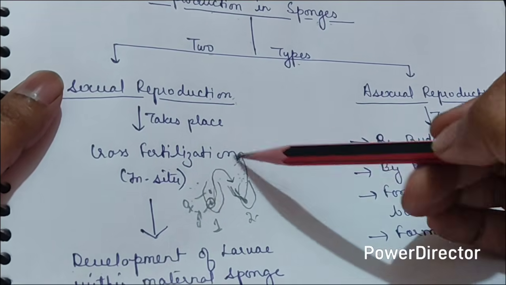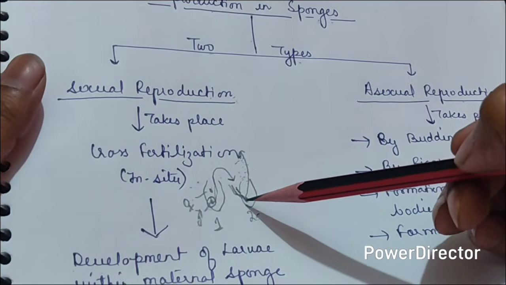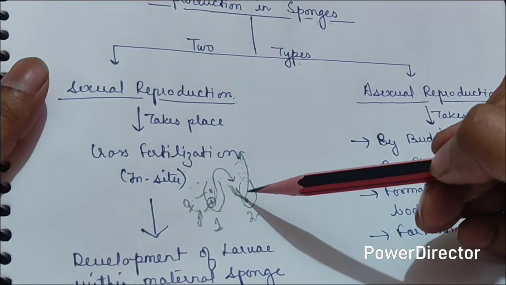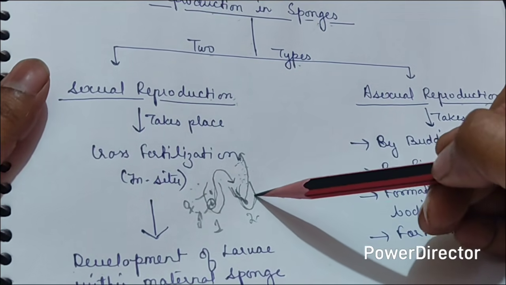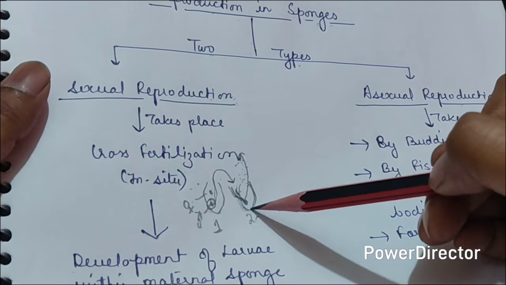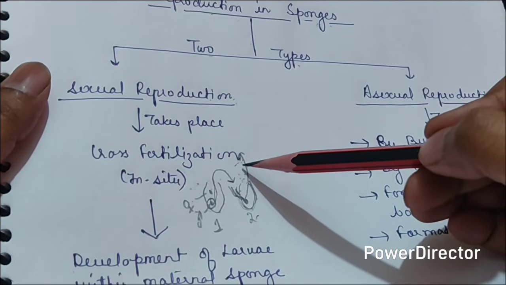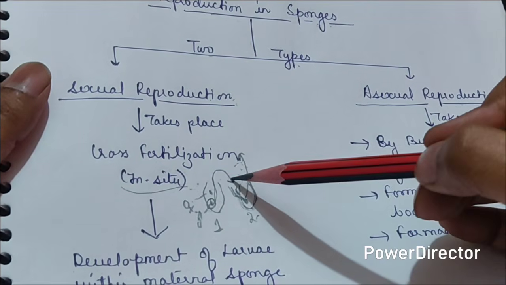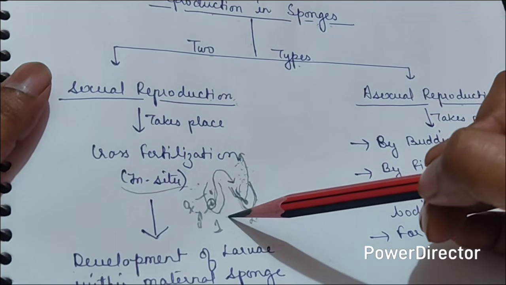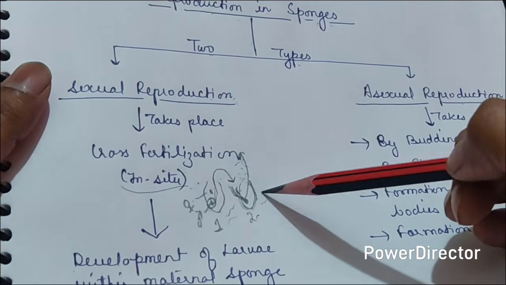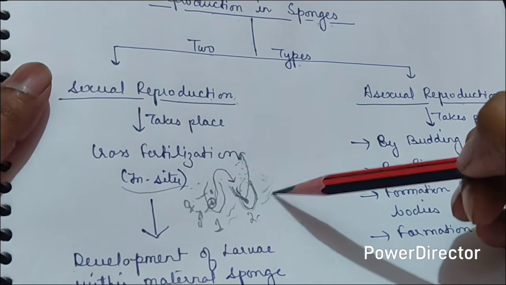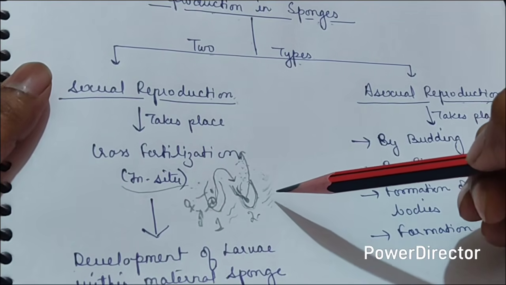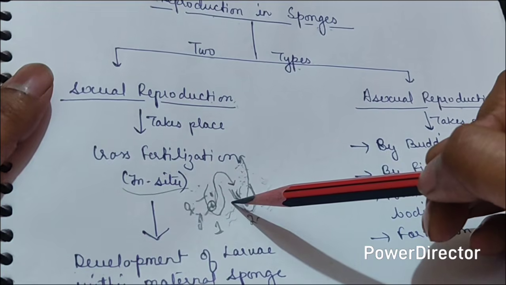So this is how the fertilization takes place in the sponges, as it takes place inside the body of another organism. So this type of fertilization is the internal fertilization or the in situ fertilization. It does not take place in the water bodies; external fertilization does not occur.